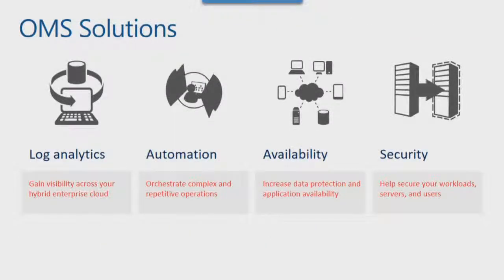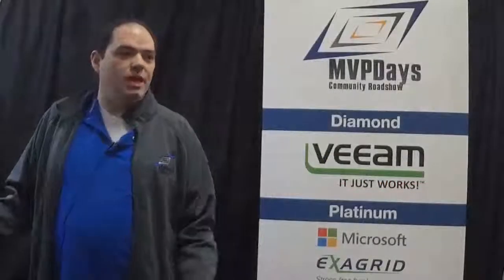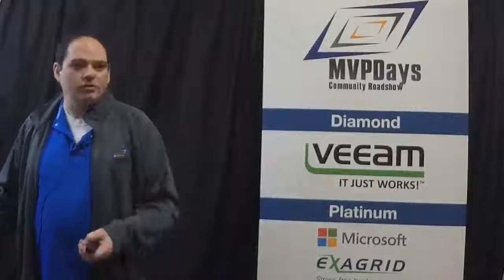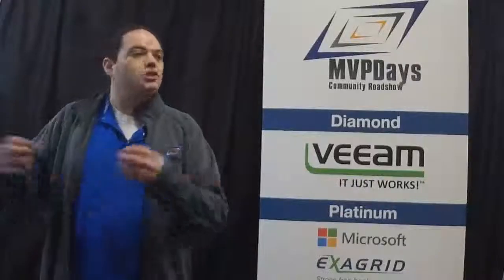So the 4 main areas of Operations Management Suite are log analytics, automation, availability, and security. Log analytics is really taking a lot of that data back into OMS and manipulating that and giving you results out of it. From the automation perspective, for the System Center guys in the room, think of Scorch in the cloud, right? So you're going to be running runbooks to automate tasks, be they a regular occurring thing like every Friday we have to do X, or a remediation action. So if something happens in the environment, make sure this happens.